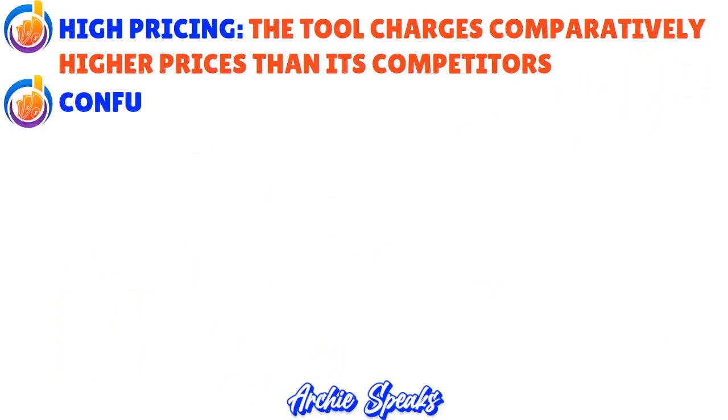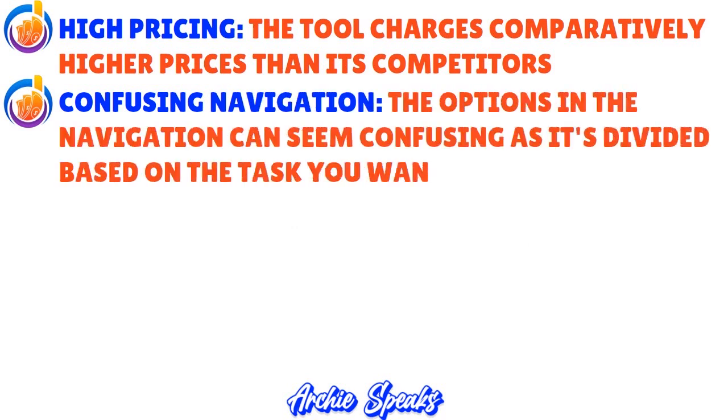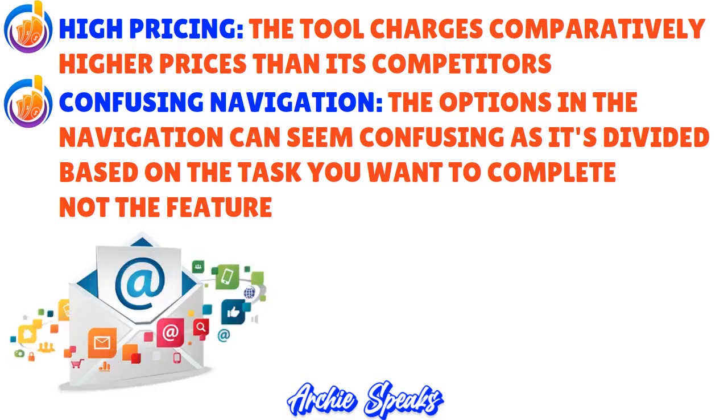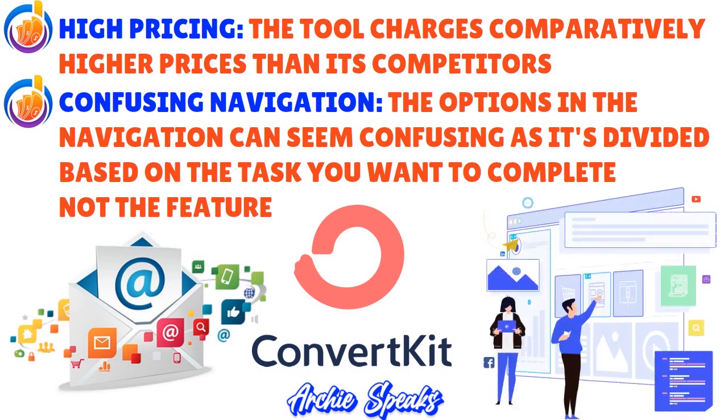And you also have confusing navigation. The options in the navigation can seem confusing because those options are divided based on the task you want to complete, not the feature. For example, if you want to design an email, instead of a campaign builder or email templates, there is a send option, and within that, you will see an email template option to create emails. So the way ConvertKit organizes information is confusing. It's very hard to locate some of the content you need to edit. Some choices of how you should connect your content are clunky. So those are things that ConvertKit should work on right now.